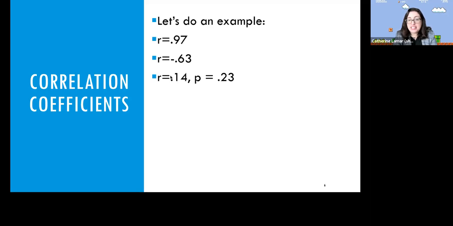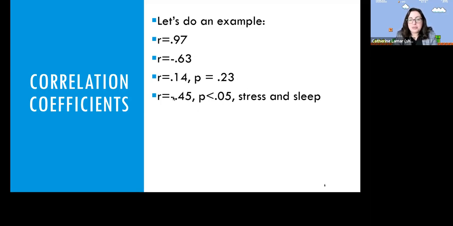Again, we look at the correlation coefficient to know that this value, 0.14, is weak. We look at the sign in front of it to know that it's positive. And then we look at this p-value of 0.23 to know that it's not significant. Let's do one more, and then we'll talk about p-values just real quick to go over it again.